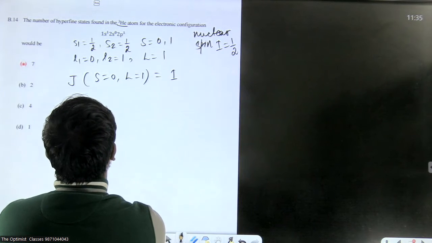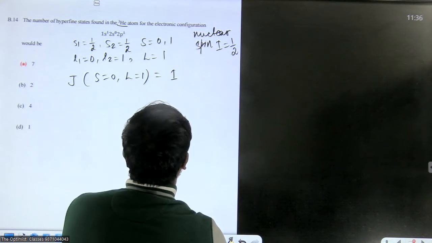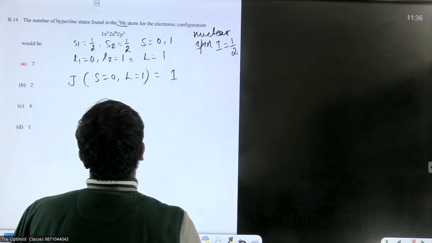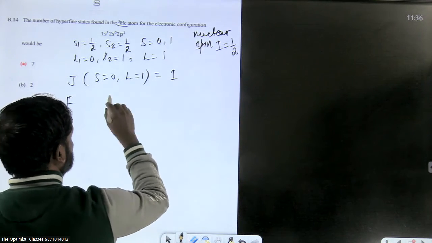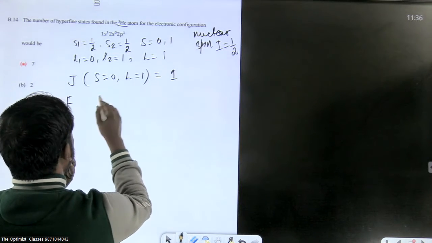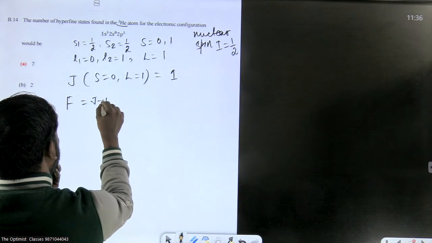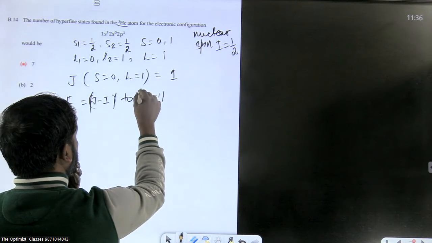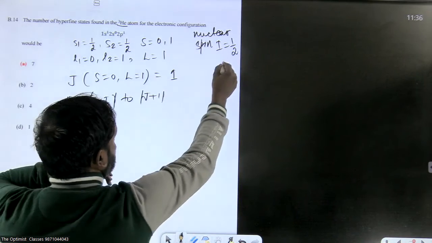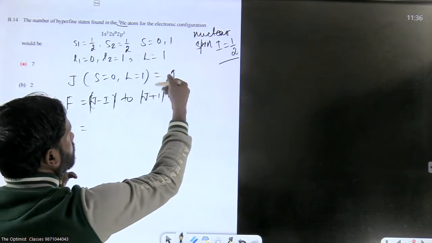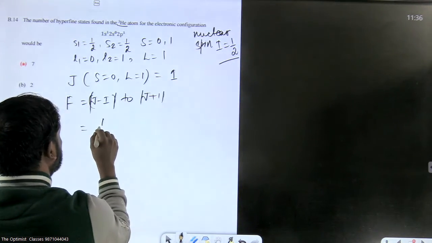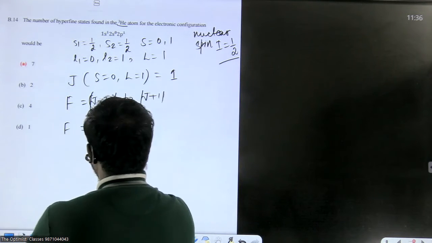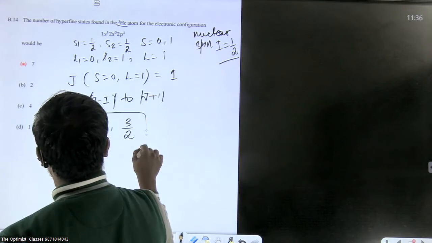So this is the situation. Now let us calculate F. Here J is equal to 1. F goes from modulus J minus I to J plus I. I is half and J is 1, so from 1 minus half to 1 plus half. You will get 1 minus half is half, and 1 plus half is 3 by 2. So there are 2 values of F, so we have gotten 2 F states.